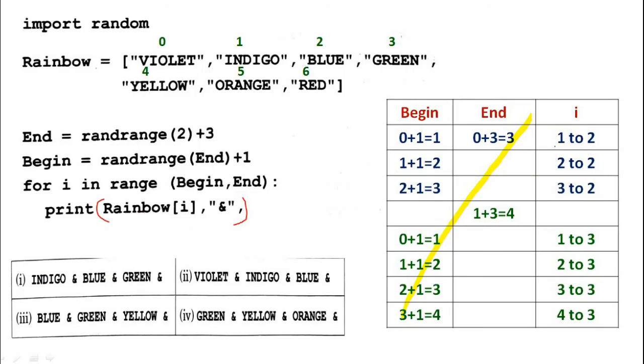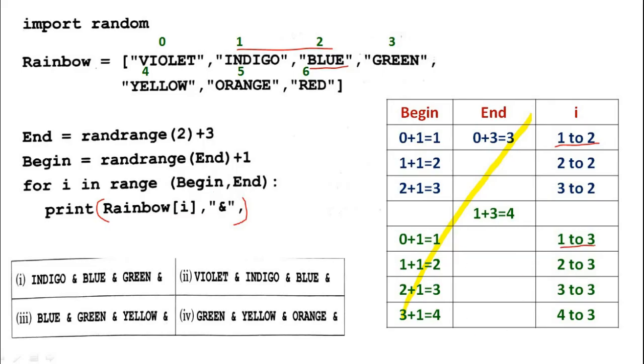When I ranges from 1 to 2, what will be printed? Indigo and blue. It is not there in our option. Then go for next one. 2 to 2. What will be the output? Blue and. That also not there in our option. Then go for next one. 3 to 2. For loop will not iterate, so no output. Then go for the next option.